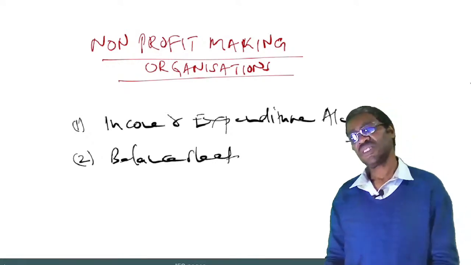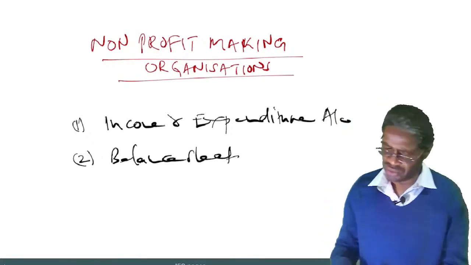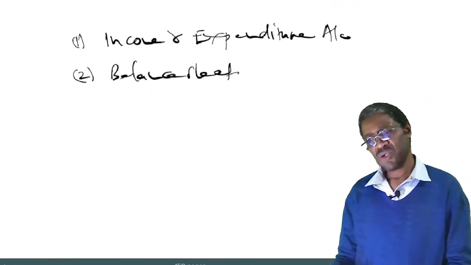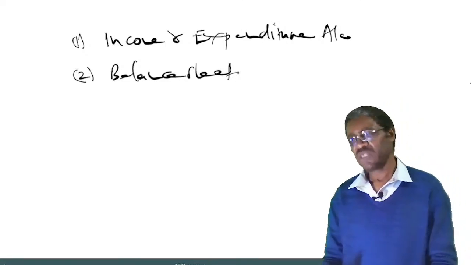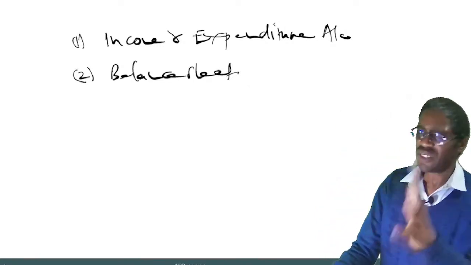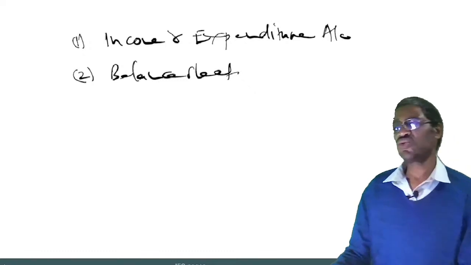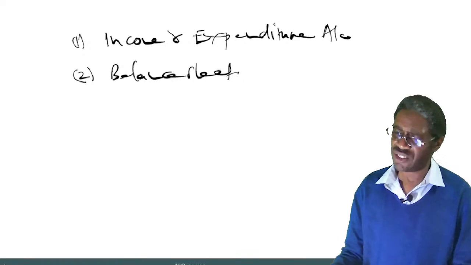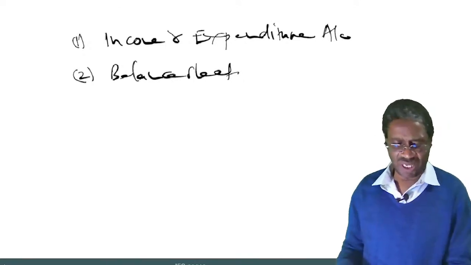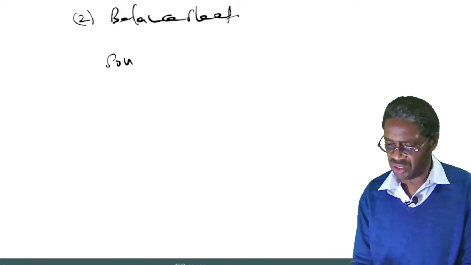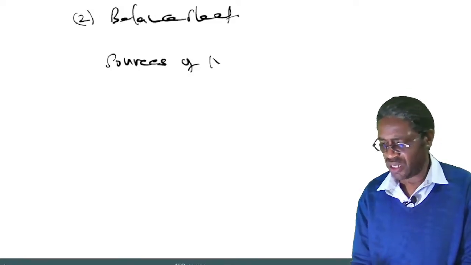Good. Now we move on further and ask ourselves, these guys, they are not there for trading. So what is their main source of income? Where do they get their income from? This sports club, these churches, these public schools, where do they get their financing? And other non-profit making organizations, where do they get their source of income? That's what I want to talk about now, what we are calling sources of income.